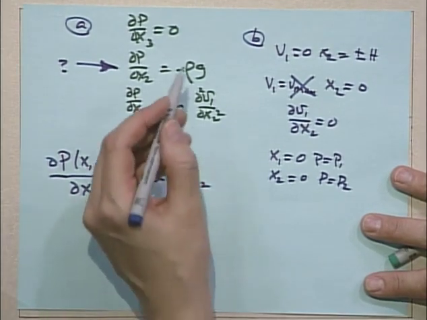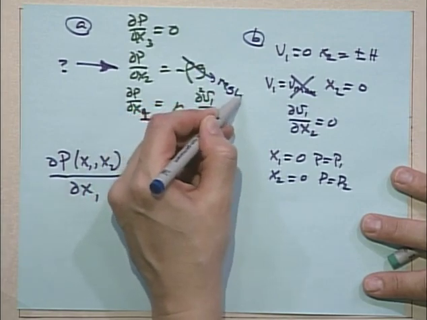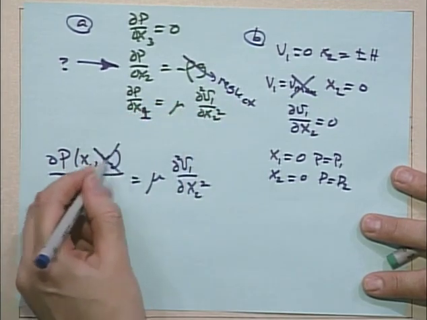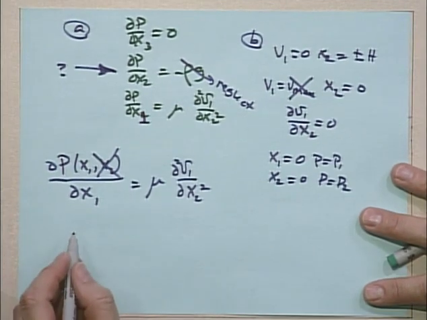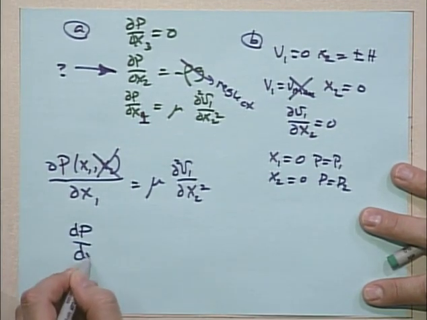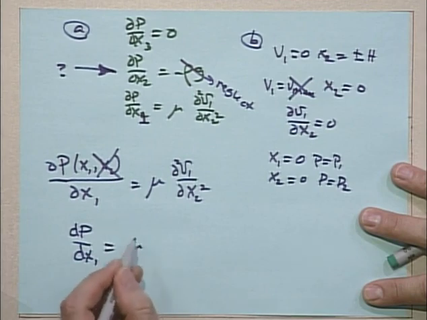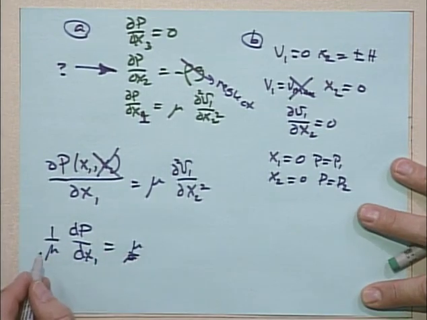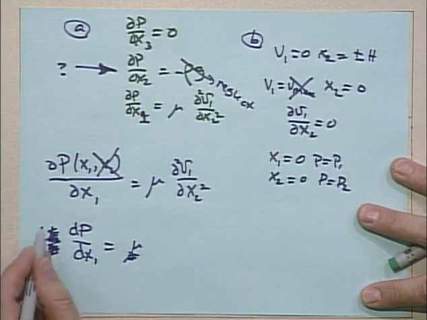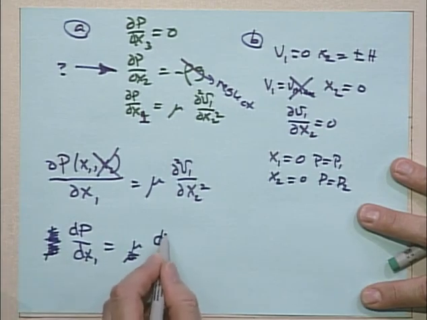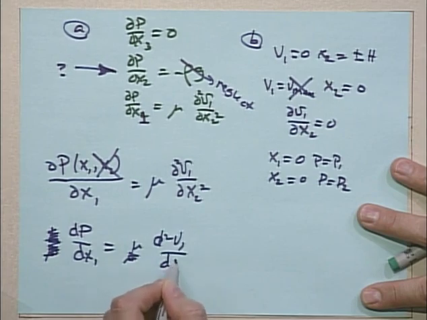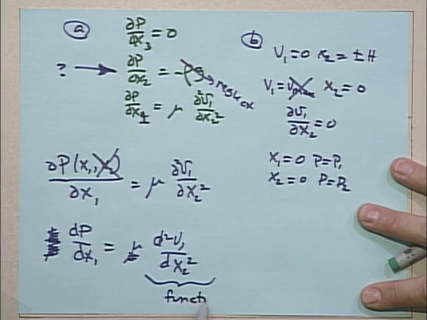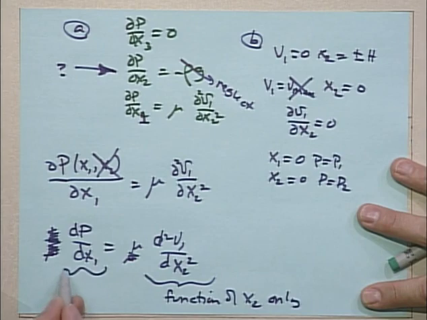If we neglect gravity, then it's not a function of x2 anymore. And then we can solve it. This becomes dp dx1 equals mu, actually, we usually put the mu on this side. No, we don't. Leave it where it is. Second derivative of v1 with respect to x2. This is only a function of x2. This is only a function of x1.